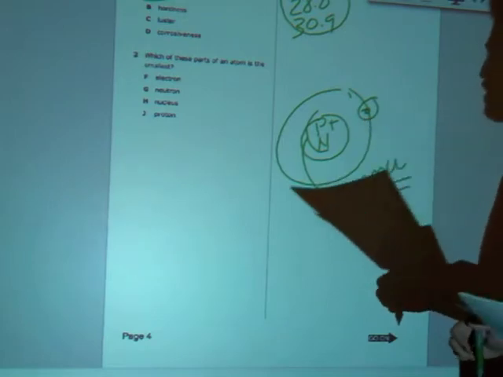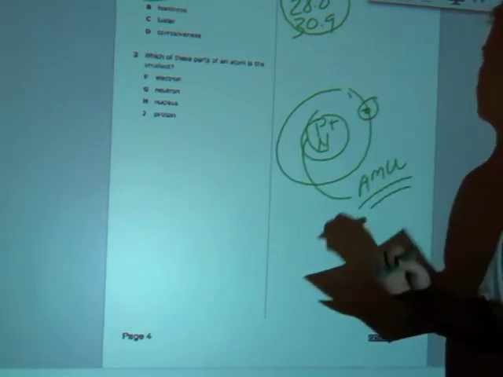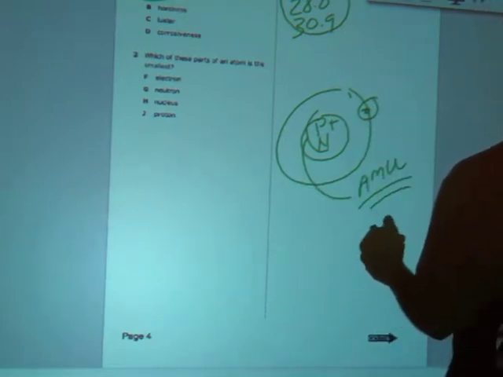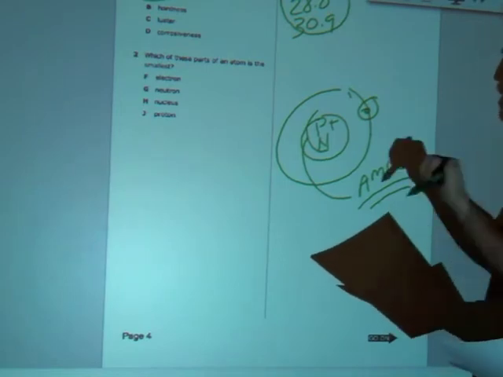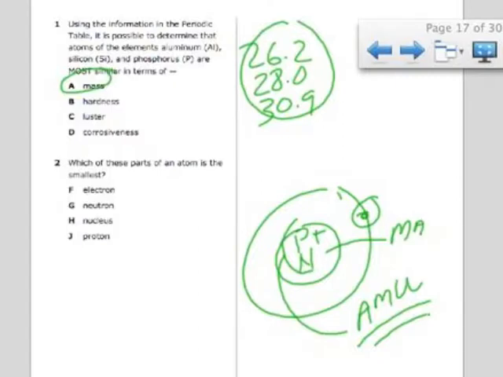You okay? All right. And remember, the electrons are too small to measure. They're much, much smaller than one AMU. So we do not count them in their mass. And remember, the nucleus is where all the mass comes from. So when we're looking at mass, the previous question, this is what's in the nucleus of each of these atoms. We don't count the electron in their mass, okay?